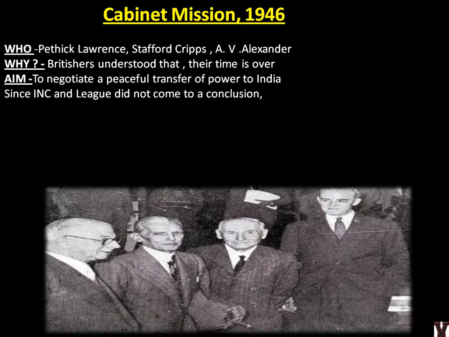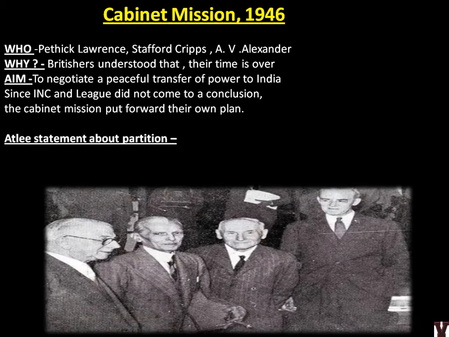Since INC and League did not come to a conclusion, the cabinet mission put forward their own plan. Because, you know, everything was getting rejected. Even Indians tried the CR formula, the Desai-Liaquat Pact, and many other things, but nothing was working out. And INC and Muslim League were always at loggerheads because Jinnah wanted only a nation, no other compromise.